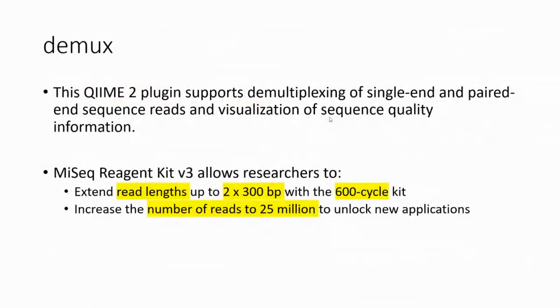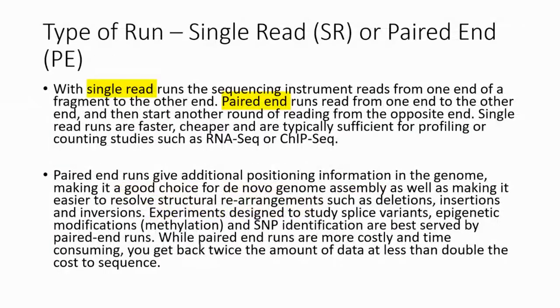All right, so that's the typical analysis that you can do. So here, the single-end, paired-end sequence read. The single read runs the sequence from one end of a fragment to the other. That's a single read. For paired-end, you go from one end to the other, and then start from the other end back, the opposite side to the original end.